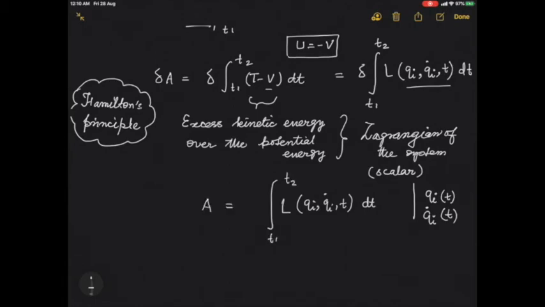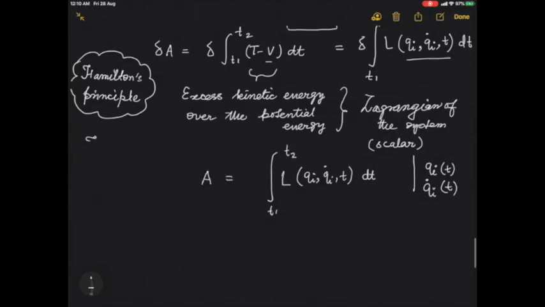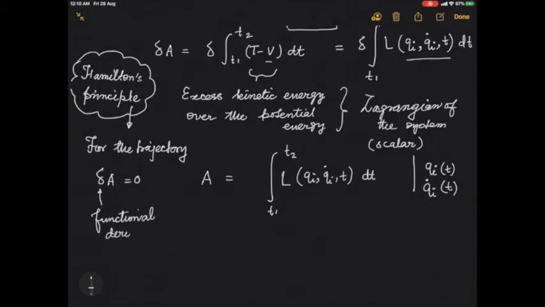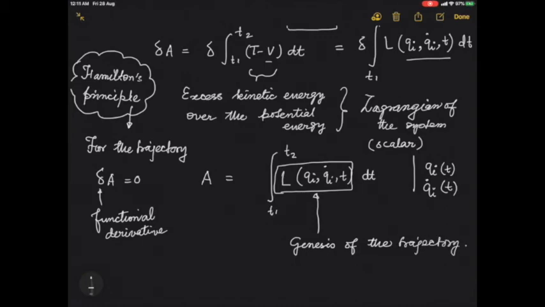And then if I integrate it over t1 to t2, this I called the action for the trajectory. Delta A equals 0. That is the Hamilton's principle. And remember that delta is the functional derivative. You see, we have brought D'Alembert's principle to a monogenic form already. The entire problem is now solved by knowing this single scalar function called the Lagrangian. This gives the genesis of the trajectory.